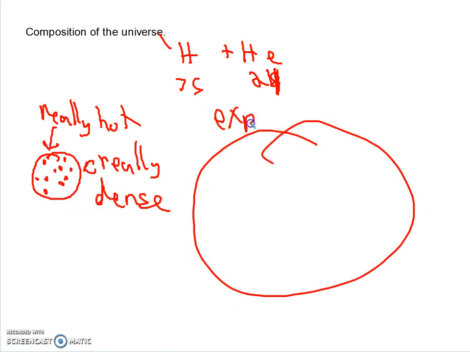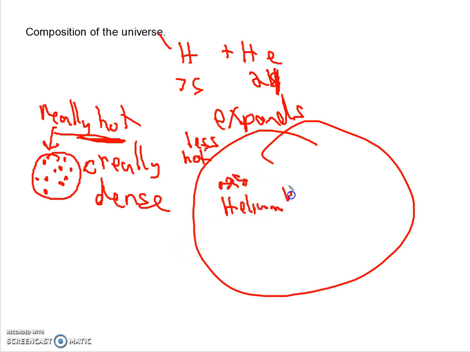So it expands. And as it expands, these particles are now colliding, and it's losing temperature, so less hot. It's still really hot, but less hot. And so these particles are actually able to fuse. But the only one that is stable is really helium-4. Everything else is unstable.